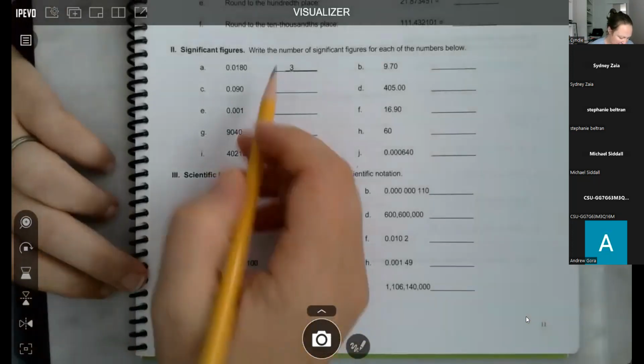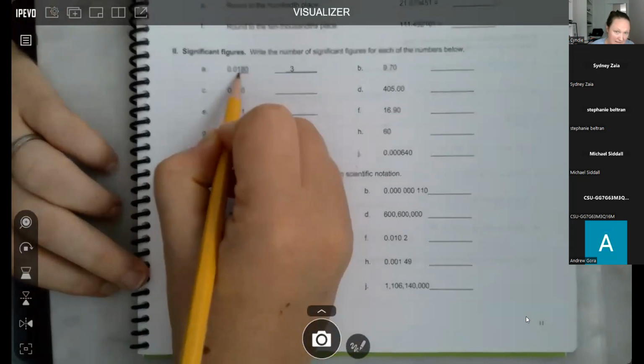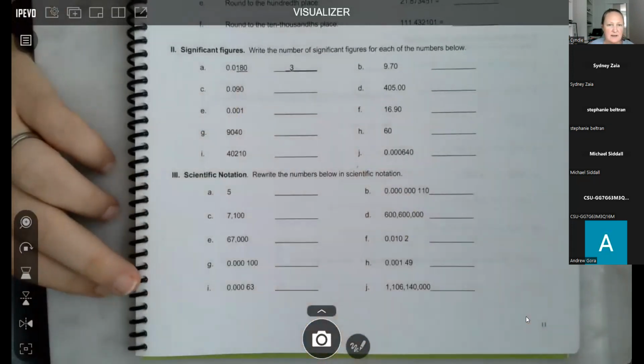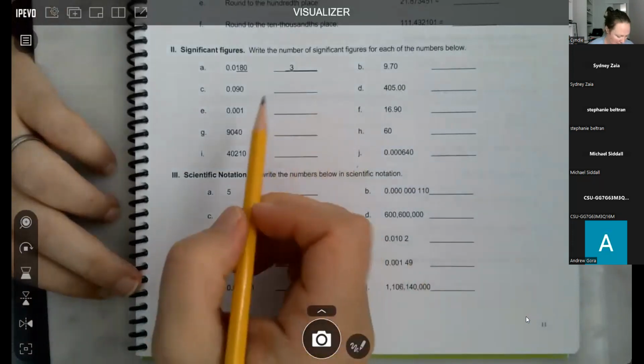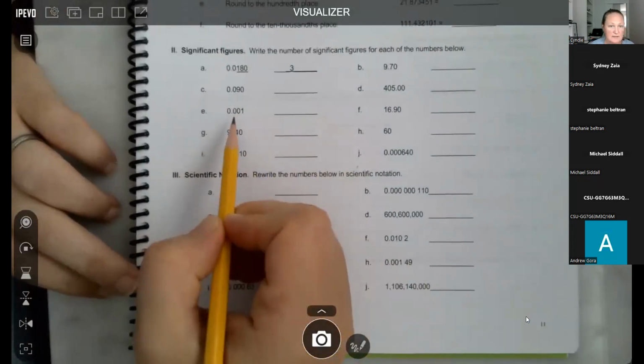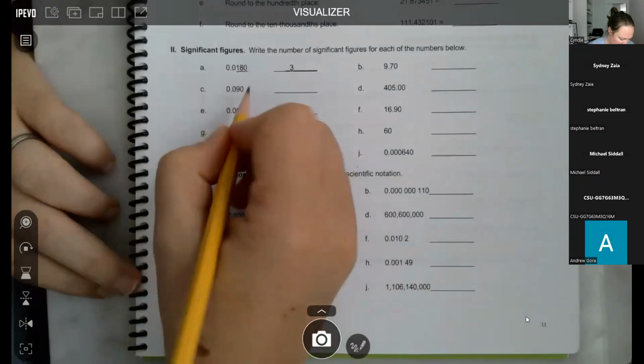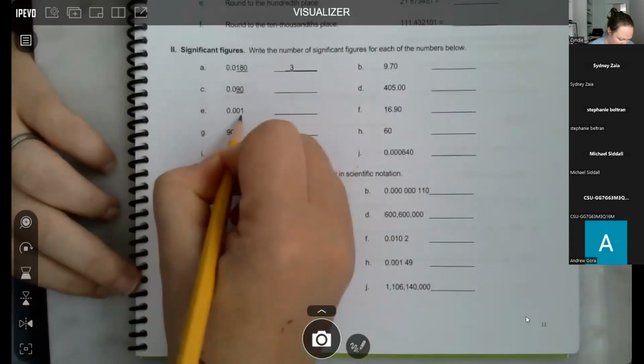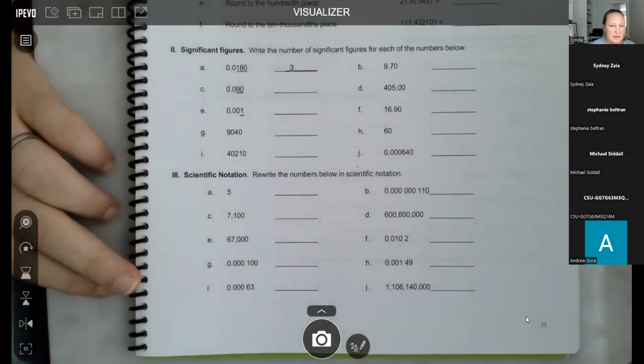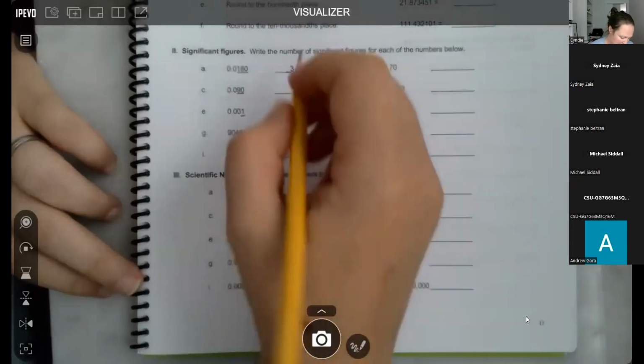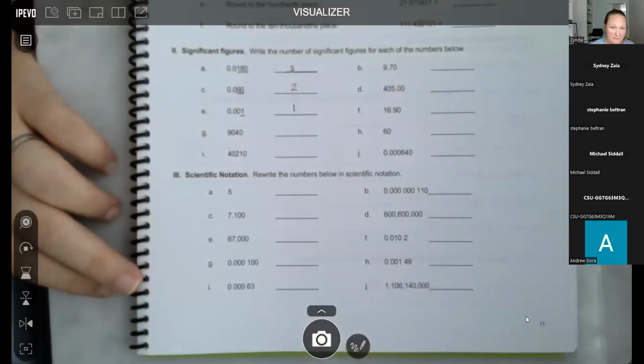So this one has 3 significant figures because the leading zeros are not significant, right? That's something to keep in mind. That will play an effect for C and E, right? Because trailing zeros after a decimal place are significant, but not leading zeros. So this would be 2 and that would be 1.